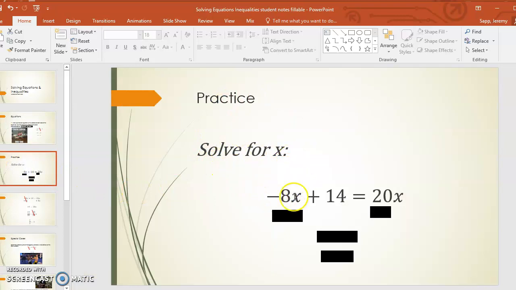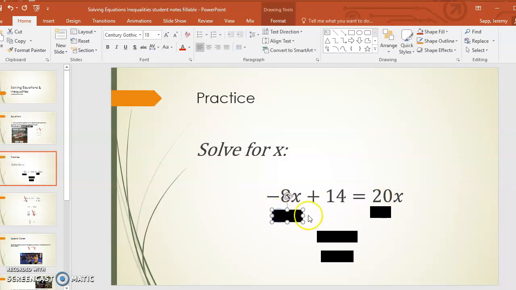Alright, so let's look at a practice problem. Solve for x. I have an x on this side, I have an x on this side. So again, I need to move one of these to get them on the same side. If it's me, I'm always going to work with the smaller number. Negative 8 is smaller than a positive 20. So I'm going to move the negative 8. And again, how do I move something in math? I'm going to use the inverse operation. So right now it's a negative 8, which means the inverse of that is to add 8x to both sides.